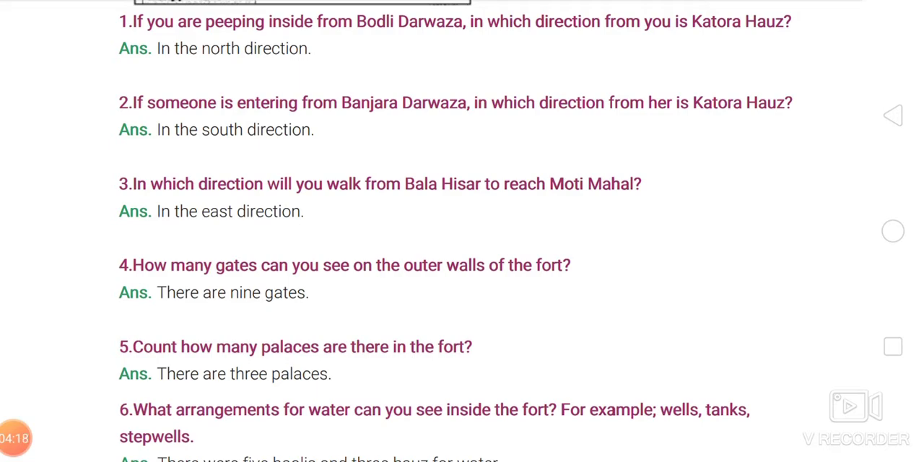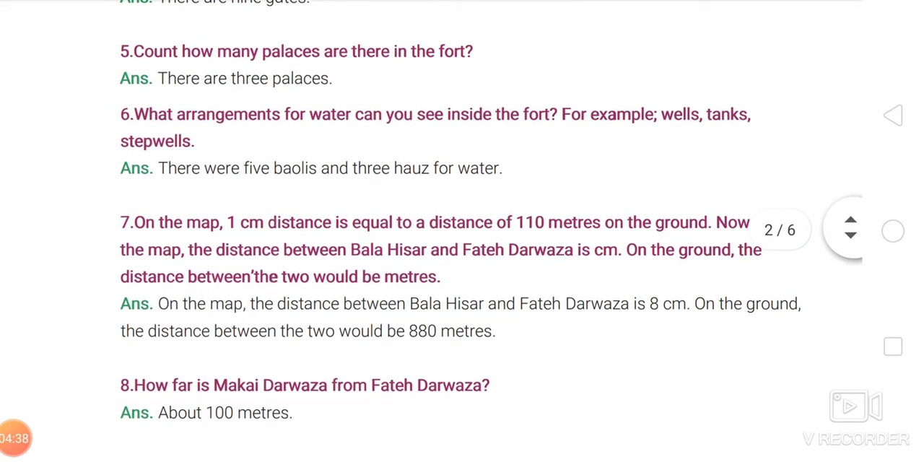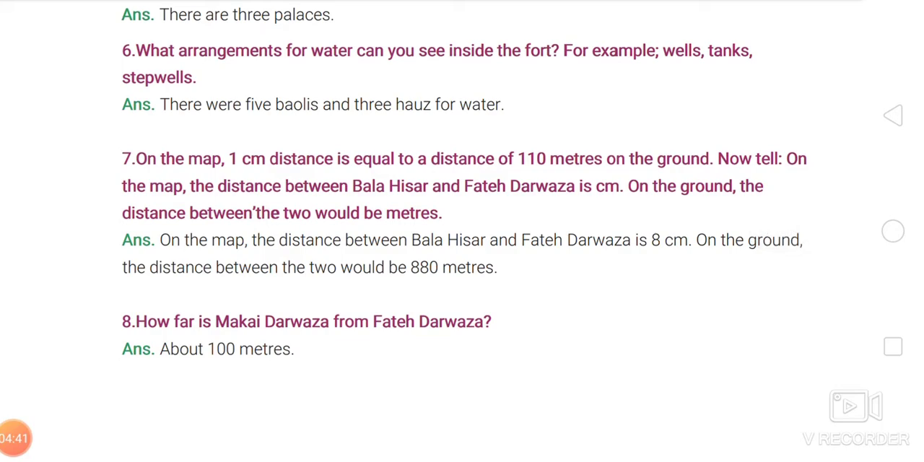In the east direction. How many gates can you see on the outer walls of the fort? There are 9 gates. Count how many palaces are there in the fort. There are 3 palaces. What arrangements for water can you see inside the fort? For example, wells, tanks, step wells. There were 5 bowlis and 3 hauz for water. On the map, 1 centimeter distance is equal to a distance of 110 meters on the ground.